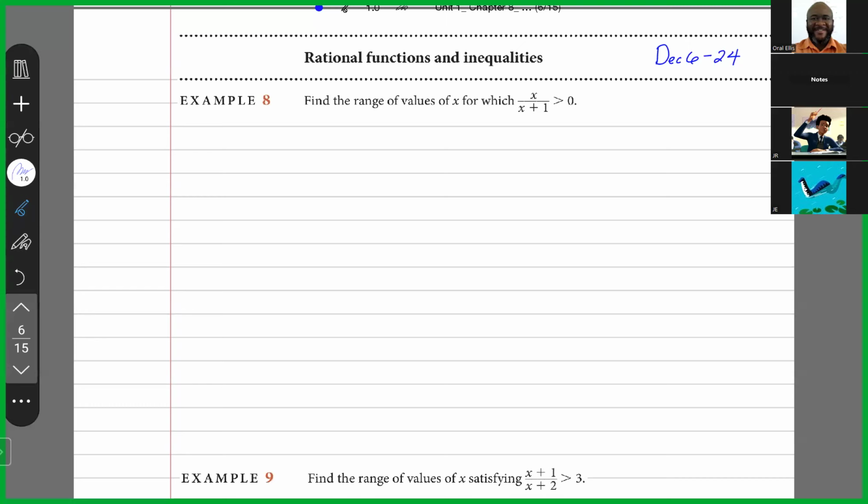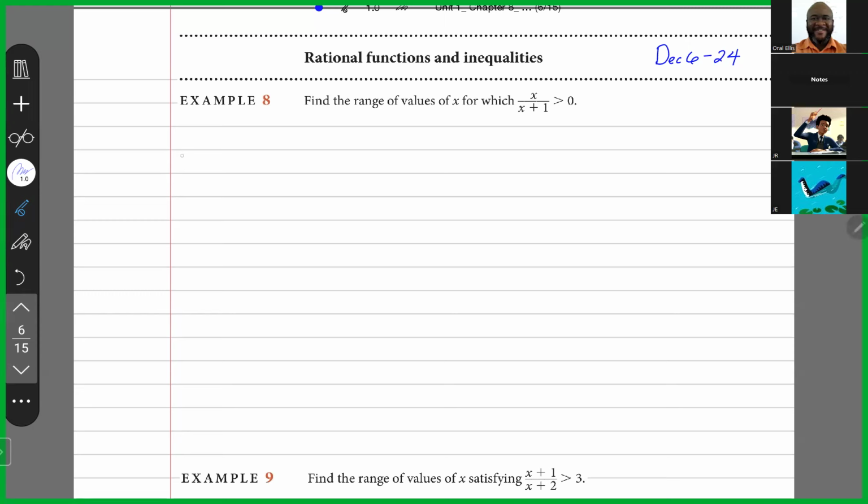All right, so example 8, we're looking at rational functions and inequality. Example 8 says, find the range of values of x for which x over x plus 1 is greater than 0. Now, I'm going to use the sign table approach. To do that, I'm going to need the critical values of x.